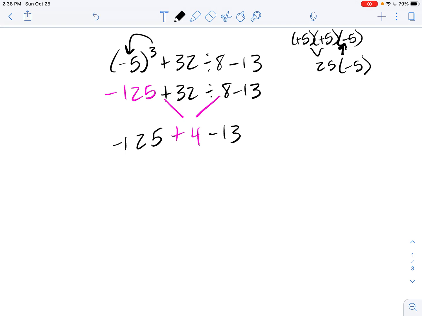I really want you to do exactly what I'm doing and rewrite everything and show me every step you take, because if you just come in with a number at the end, I can't always tell what you've done wrong. So now we have all of our multiply divides gone, so now I can just go left to right. I'm at -125. I go to the right 4 spots. I'm at -121. And then I go to the left 13 spots. I am actually at -134.